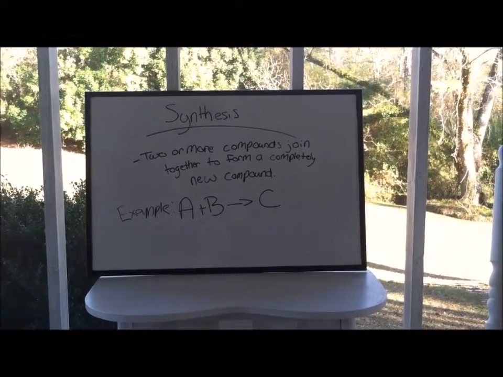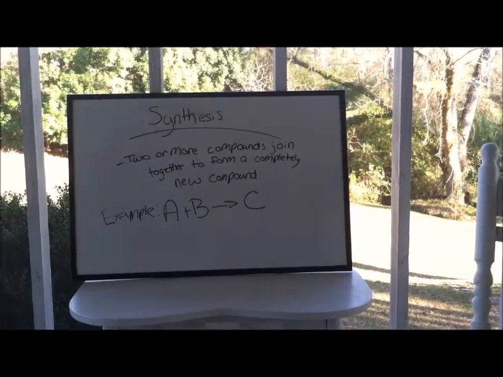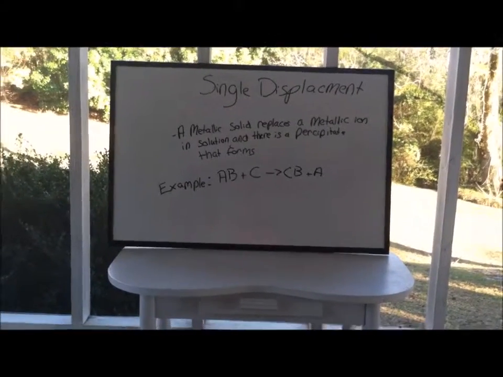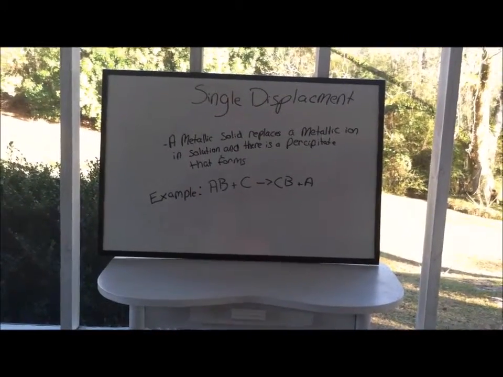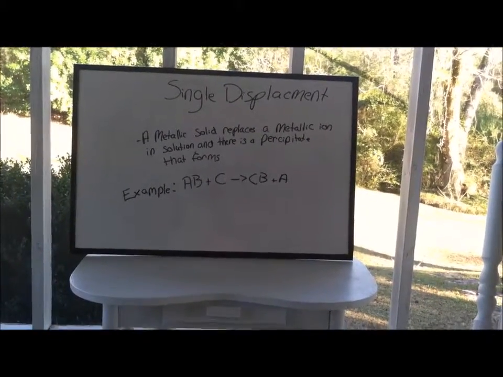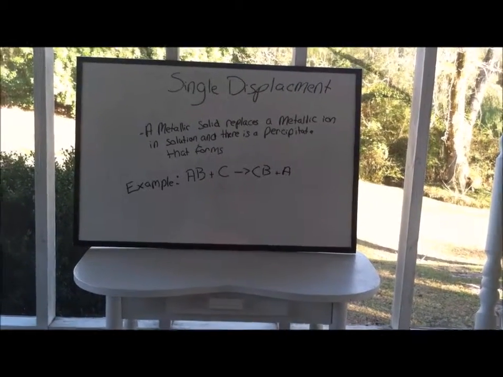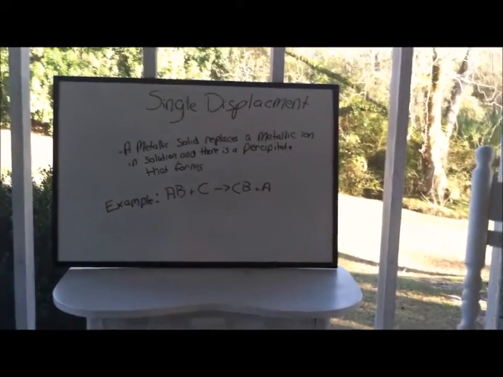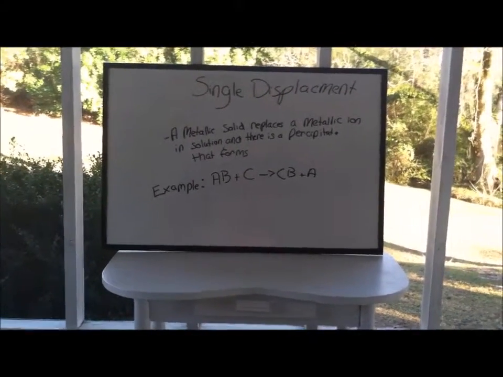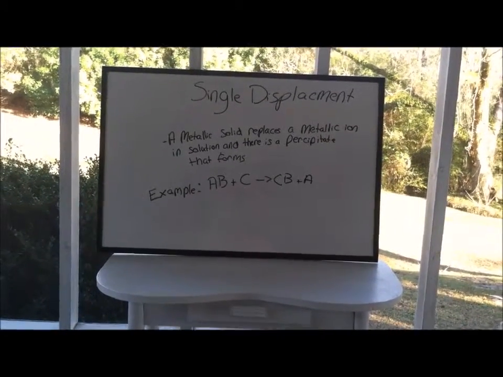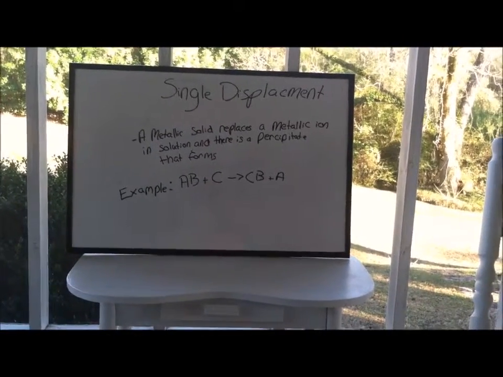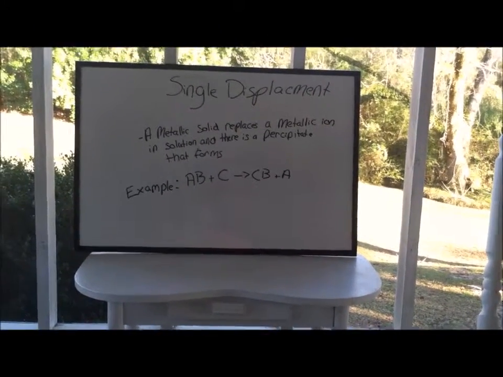For example, the 2 compounds A plus B come together to make the new compound C. A single displacement is when a metallic solid replaces a metallic ion in solution and there is a precipitant that forms. In other words, the single compound C takes the place of A, which is why we call this a single replacement compound.